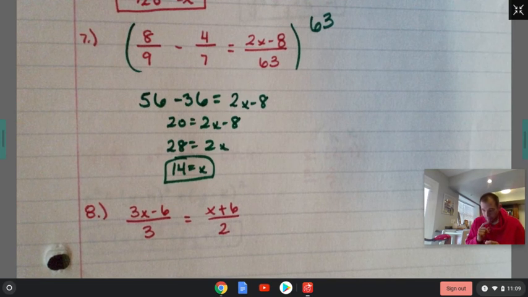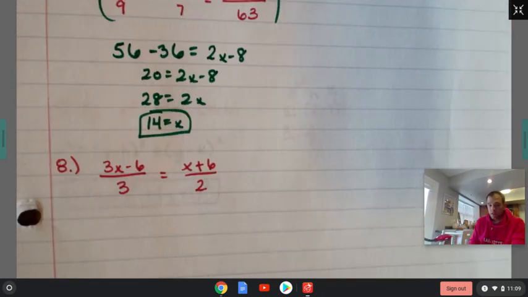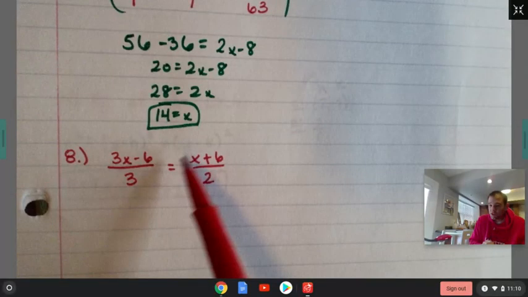All right, number 8. Again, these are just like what you'll see. Number 8 gives you a proportion, when one thing equals another thing. If it's set up like this, we could just cross multiply. But your problem might not be set up exactly like mine.